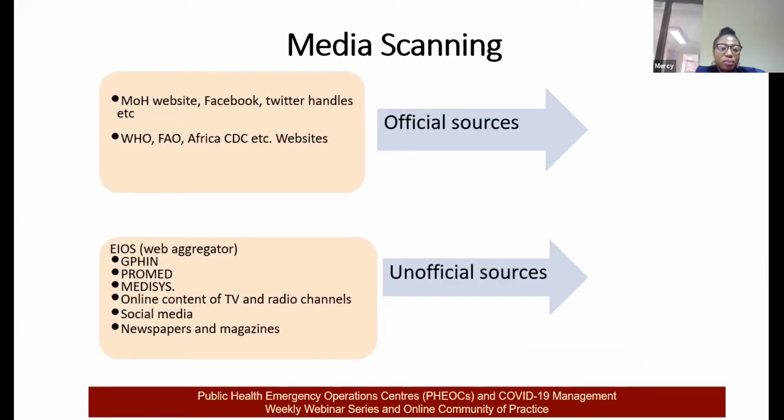So I'll just explain where we get information from. From official sources like the Ministry of Health and WHO, FAO, and all those. So on official sources, we have the web-based aggregator, which is the EIOS, and other sources like GFIN and other web-based sources. And we also use television channels like Al Jazeera and BBC to detect. Next slide, please.